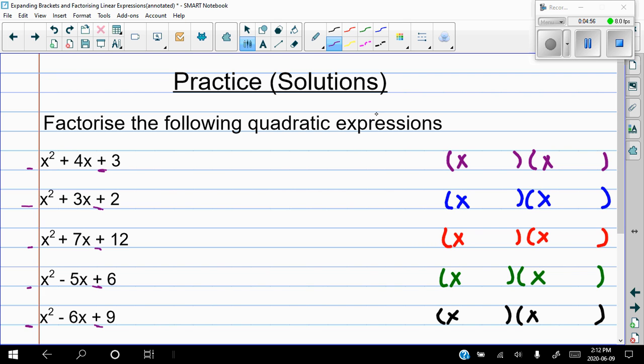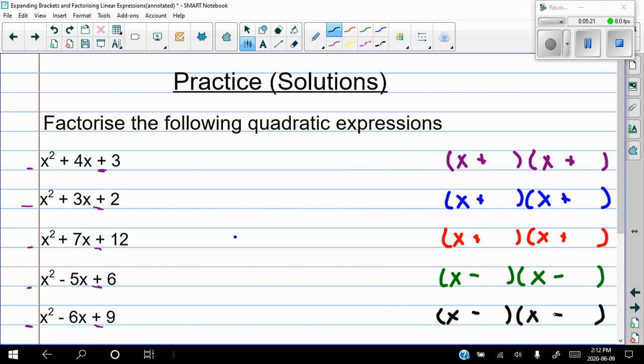We know that they're going to match our first sign. In our first expression, our first sign is a positive, so they're both going to be positive. Next one, they're positive, so they're both going to be positive. Third one, positive. Fourth one, they're negative. And fifth one, they're negative.